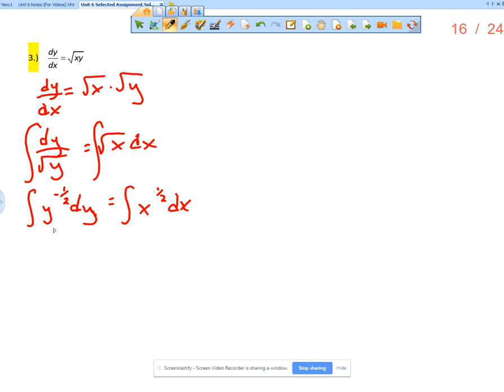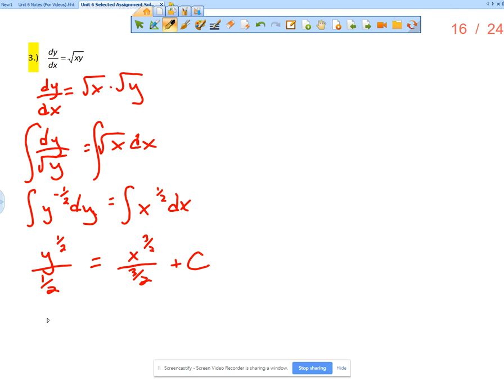All right, so on the left side, when I integrate y to the negative 1/2, I'm going to use the power rule. So I'm going to add 1 to the power, so that becomes y to the positive 1/2, and divide by the new power of 1/2. And then remember, I'm going to add in a c, but I only have to do that once. All right, x to the 1/2, so I'm going to add 1 to the power, so that becomes x to the 3/2 divided by 3/2, and then, of course, plus c.